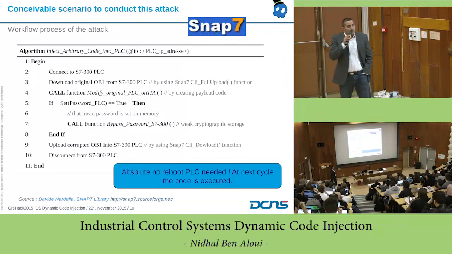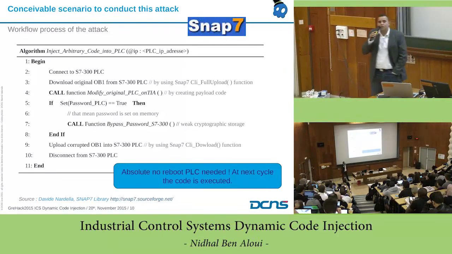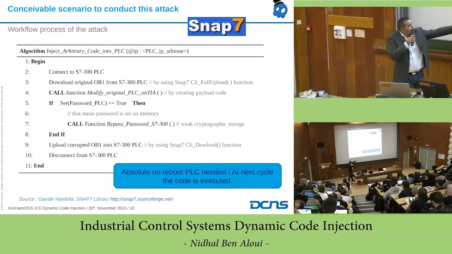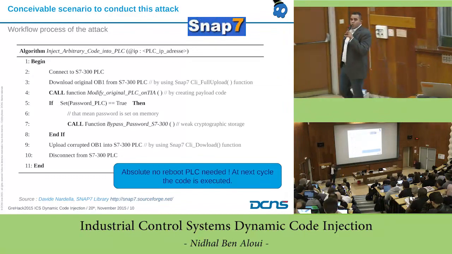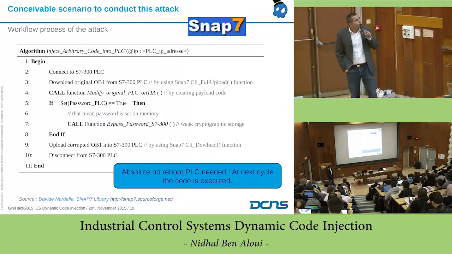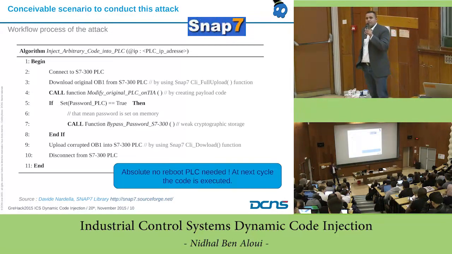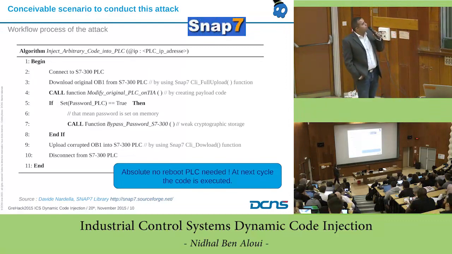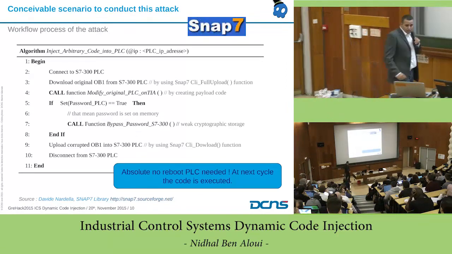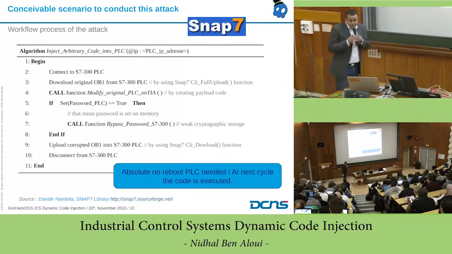First of all, we have developed a code using the Snap7 library. We can download the Snap7 library on this web link. With this library, we can call the function to connect to the PLC. It implements the Siemens S7-300 PLC and other models. Then you download the original OB from the Siemens PLC. So here I have the demonstration video that shows this.